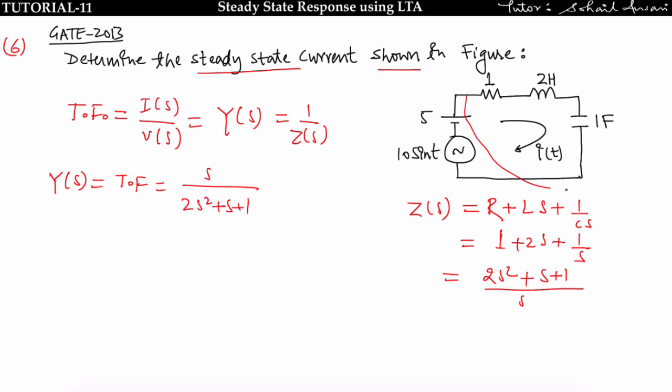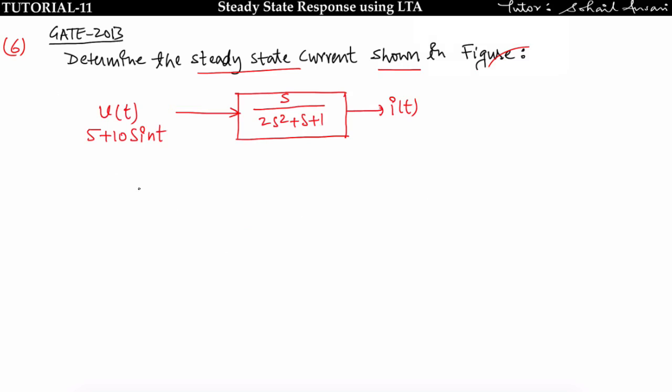Hence Y(s), the transfer function, is equal to s upon 2s square plus s plus 1. Now we can replace this whole circuit with one block having this transfer function, and now we will supply v(t) as an input. We have given the supply v(t) is equal to 5 plus 10 sin t, means the steady state response is equal to what? 5 into A1, that is the magnitude, and since this is the DC, it does not have any phase displacement, plus 10 into A2 sin(t plus φ2). We will find A2, φ2, A1 by using this transfer function.